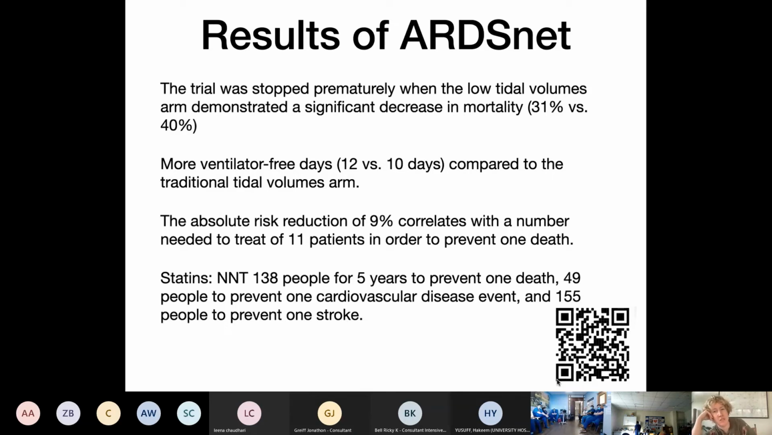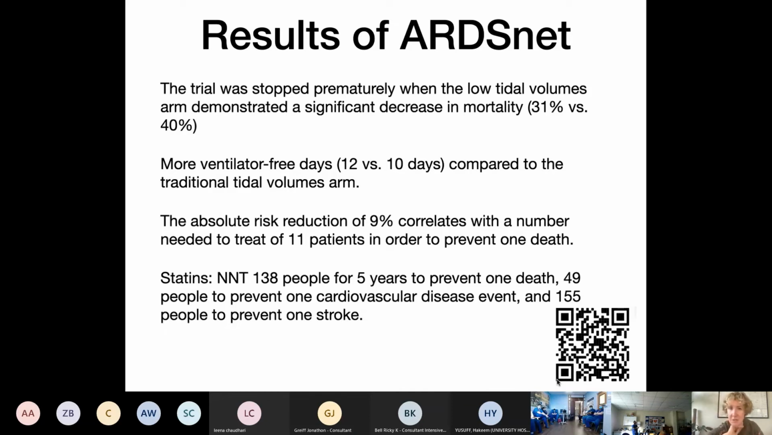So the results of the study show that the trial was stopped prematurely when the low tidal volume arm demonstrated a significant decrease in mortality. There were more ventilator-free days compared to the traditional tidal volume arm, and the absolute risk reduction of 9% which they demonstrated correlates with a number needed to treat of 11 patients in order to prevent 1 death. I just wanted to put that into context. So for statins, the number needed to treat is 138 people over 5 years to prevent 1 death, 49 people to prevent 1 cardiovascular disease event, and 155 people to prevent 1 stroke. So I think in this study, it was demonstrated to be a good intervention.